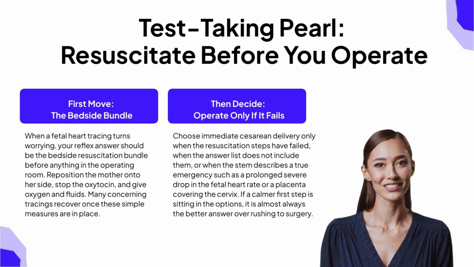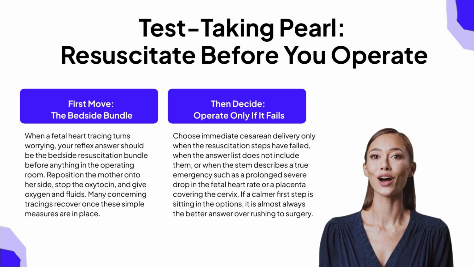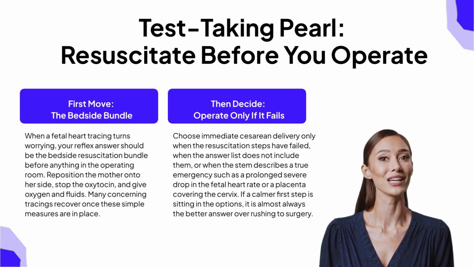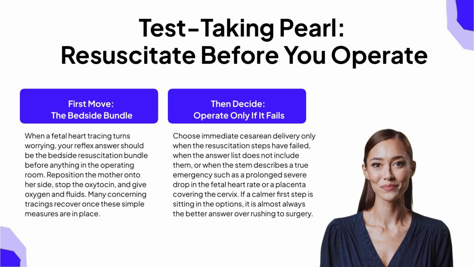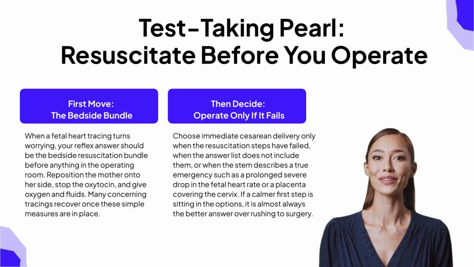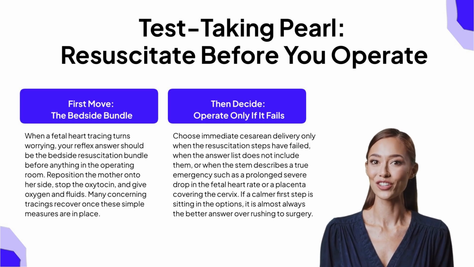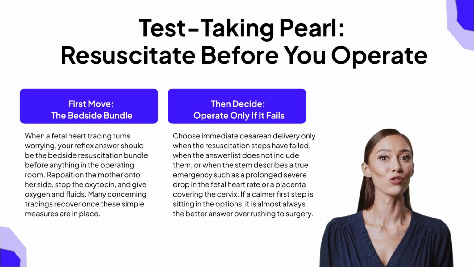Reach for an immediate cesarean delivery when the resuscitation steps have already failed, when those calmer measures are not even listed among the answer choices, or when the stem is describing a true emergency, such as a prolonged and severe drop in the fetal heart rate or a placenta that is covering the cervix. The rule of thumb is simple. If a safer, calmer first step is sitting right there in the options, it is almost always the better answer than rushing straight to the operating room. Make that order of operations your reflex.